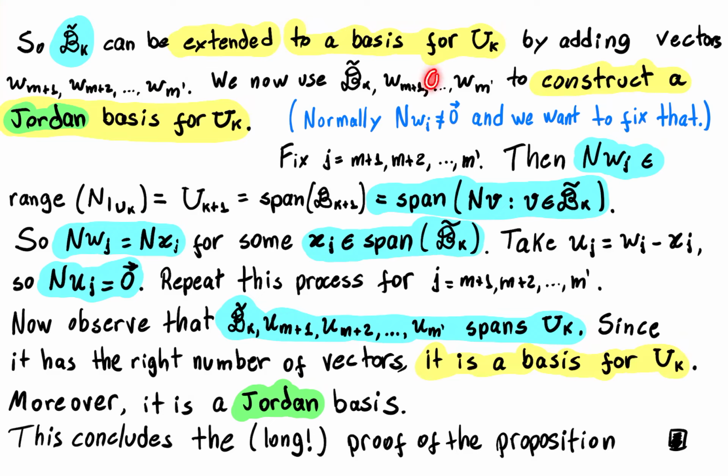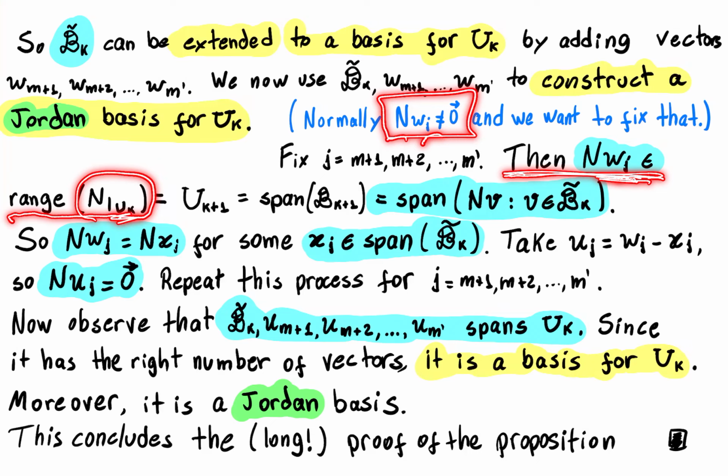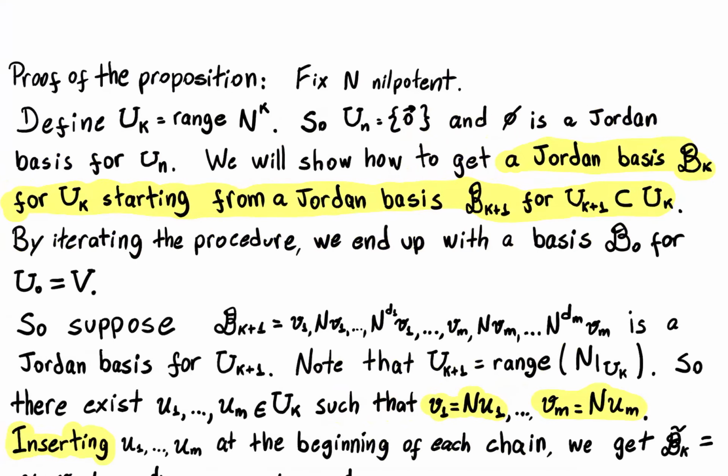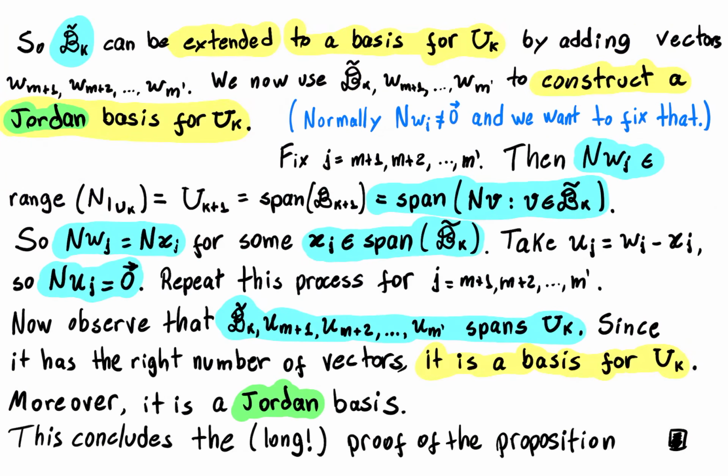Well, pick one of them, call it Wj, and let's replace it by another vector that now has this property, that now satisfies this. How do we do that? Well, apply n to this vector. When we apply n to this vector, the result is in the range of our operator n restricted to the space where this vector is. Okay? And this vector is in that space. And that range we have already shown before here. This range is just UK plus 1. So when you apply n to this vector, it will be in UK plus 1.